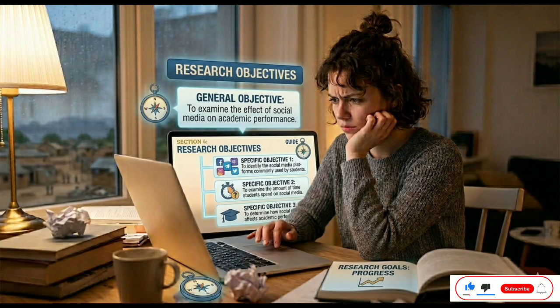Section 4, Research Objectives. Research objectives are the specific goals the study wants to achieve. They guide the entire research process. Usually, students write one general objective and several specific objectives. For example, general objective: to examine the effect of social media on academic performance. Specific objectives: to identify the social media platforms commonly used by students, to examine the amount of time students spend on social media, and to determine how social media affects academic performance. Your objectives should be clear, measurable, and related to the topic.